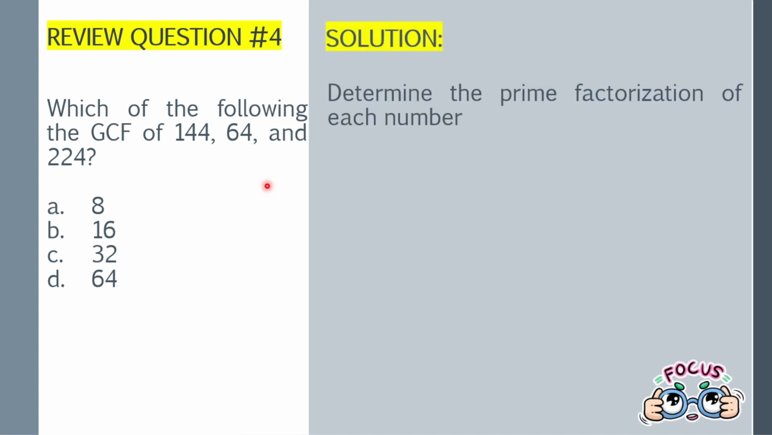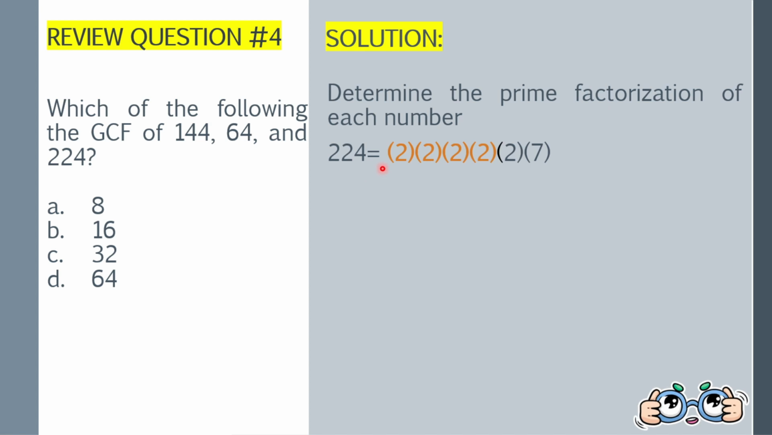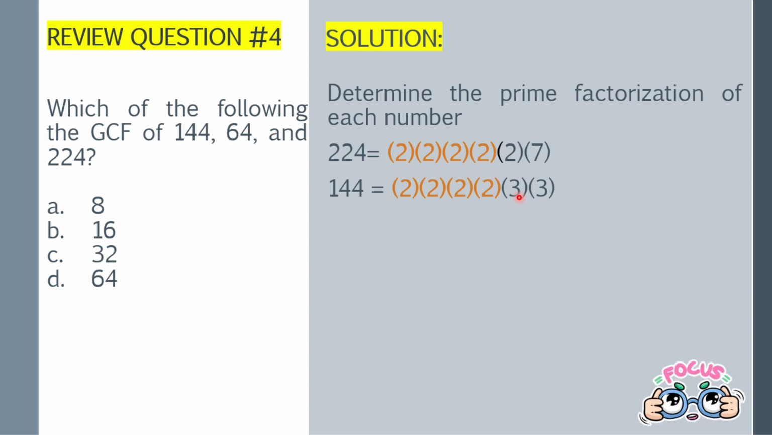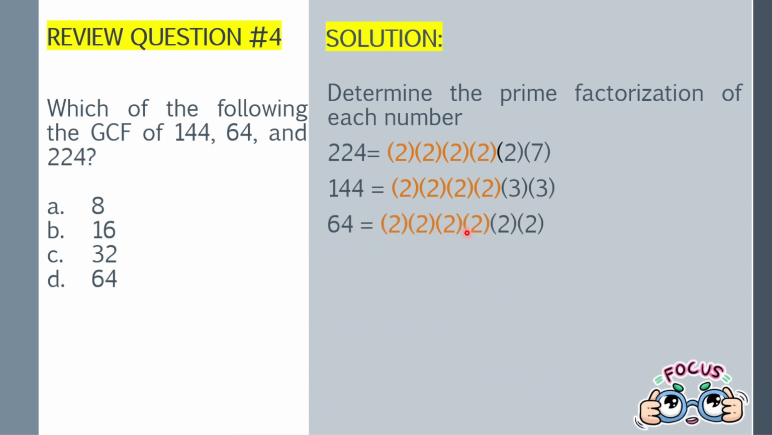So, solution. Determine the prime factorization of each number. So, 224 can be written as 2 times 2 times 2 times 2 times 2 times 7. 144 can be written as 2 times 2 times 2 times 2 times 3 times 3. 64 can be written as 2 times 2 times 2 times 2 times 2 times 2.